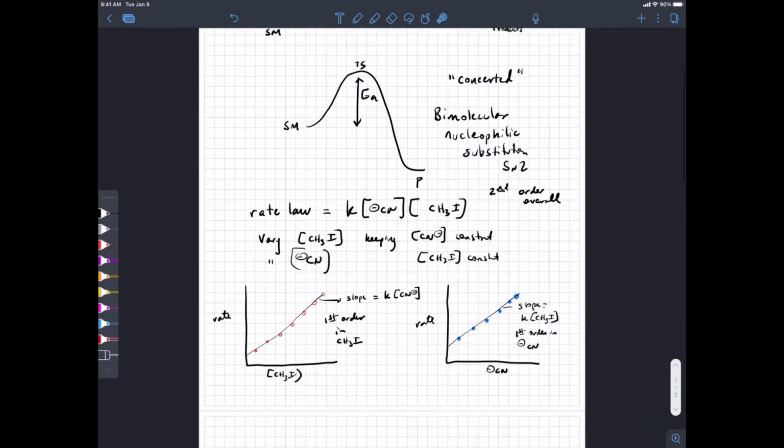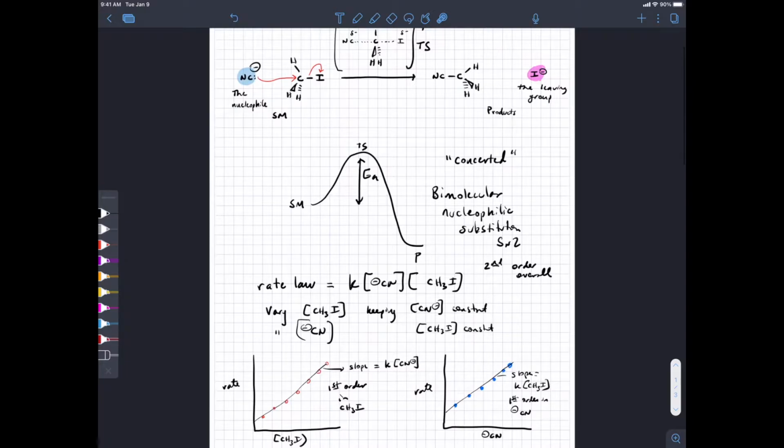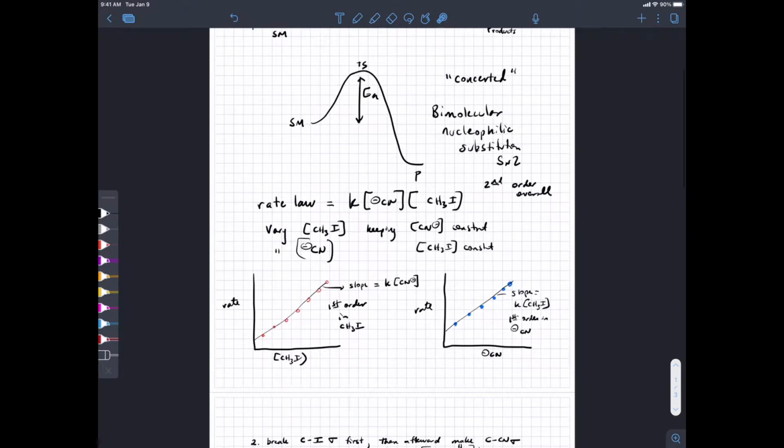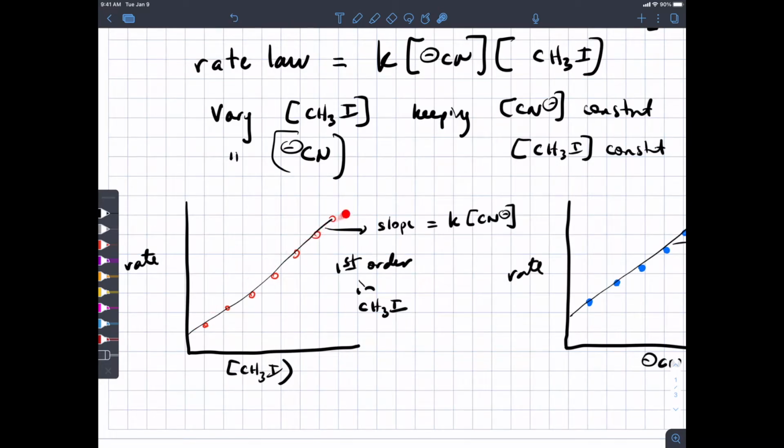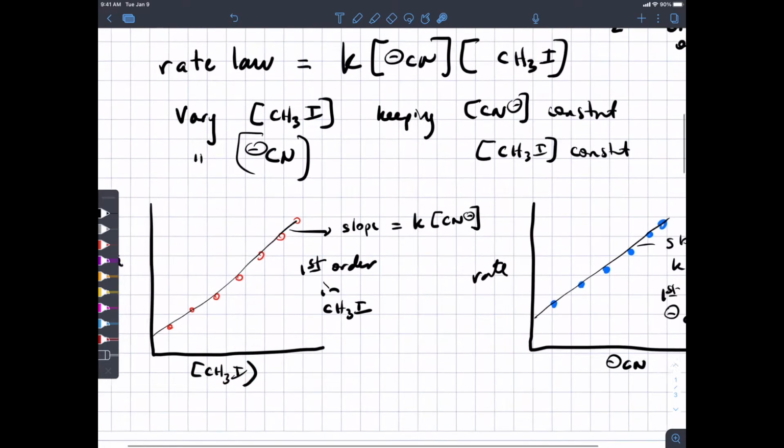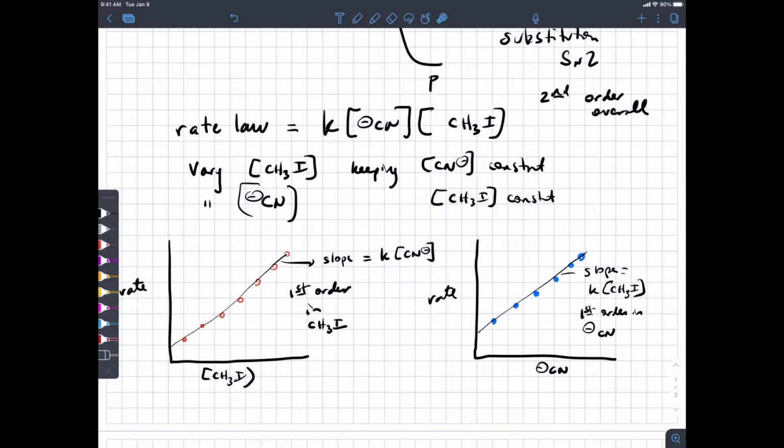But presumably, if this mechanism was indeed the one that operated, we would expect to see the rate vary linearly with the concentration of methyl iodide. And if we wanted to, varying linearly would be enough to say that, okay, this molecule is involved in the rate determining step. But if we wanted to be even more precise, technically, if you vary methyl iodide, the slope should be rate constant times CN minus. And so you could do multiple different concentrations of CN minus, which we're keeping constant.